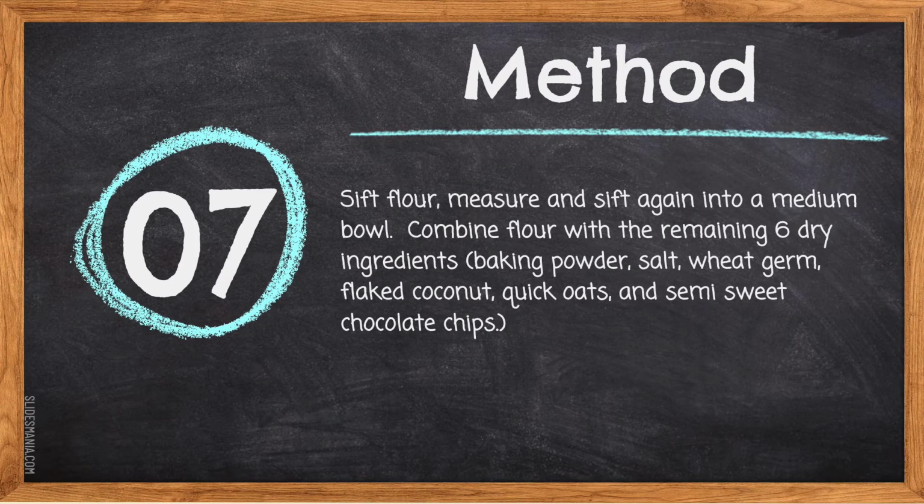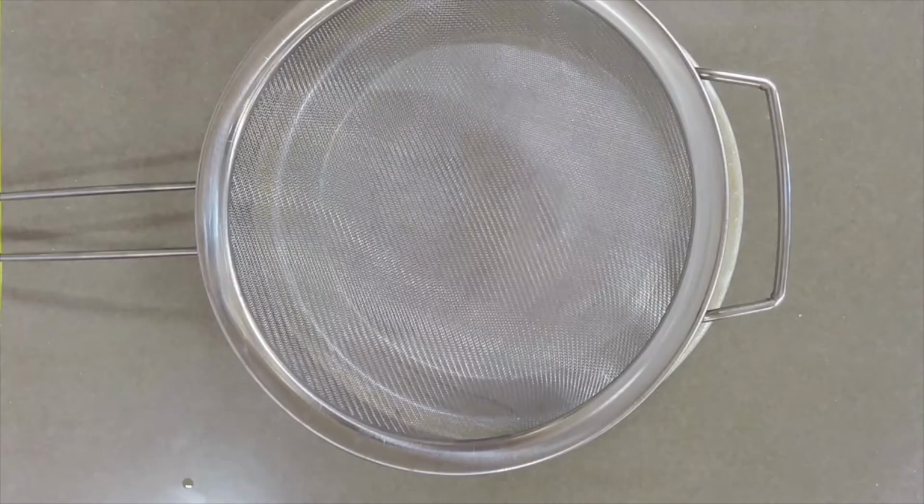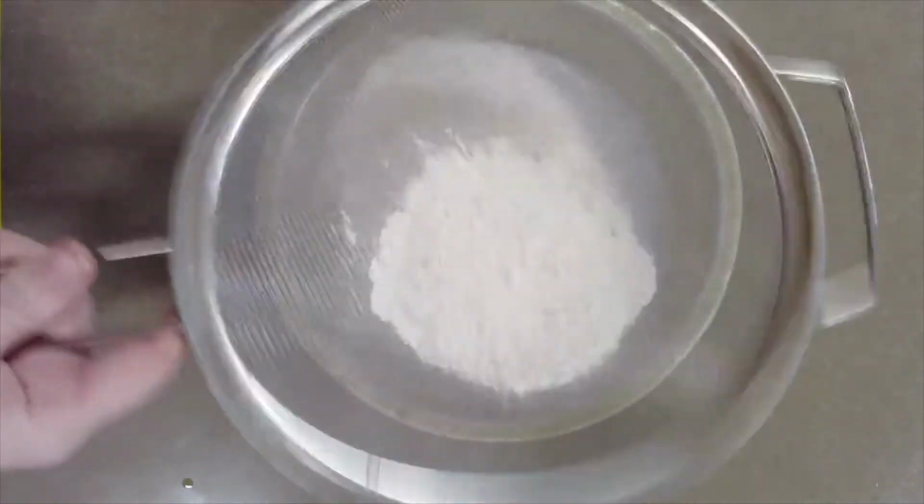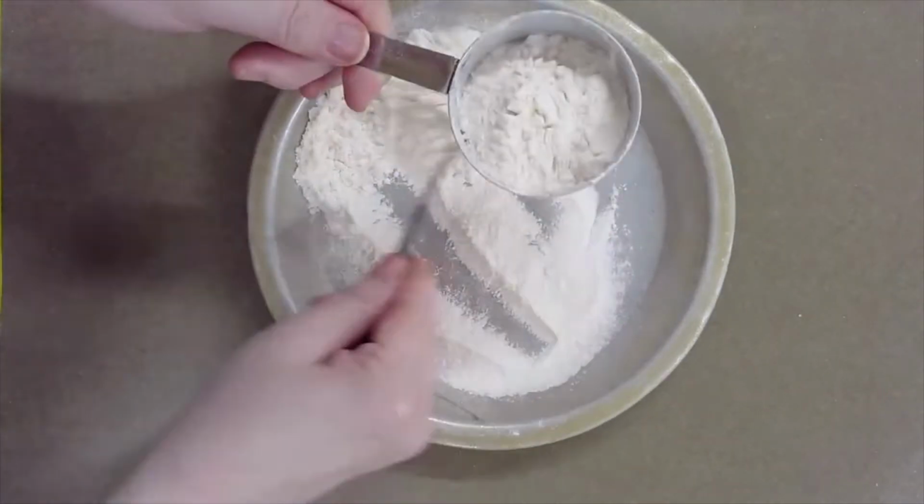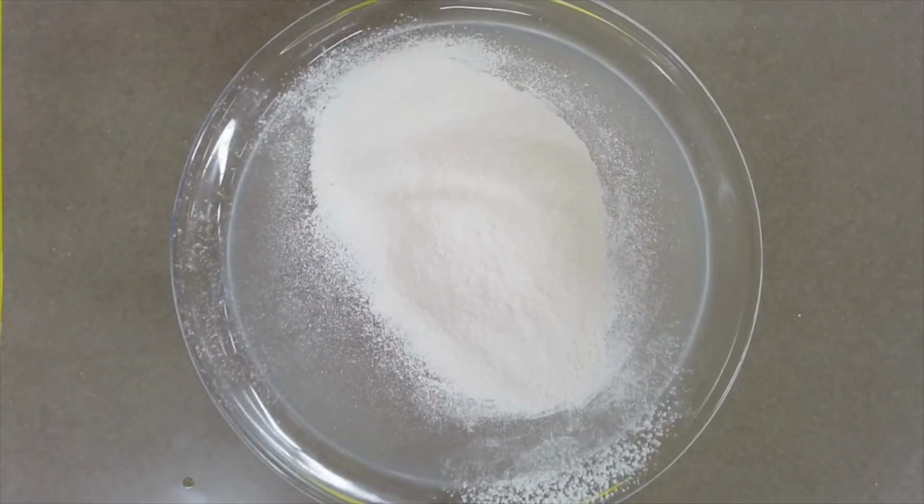Step 7. Sift flour, measure, and sift again into a medium bowl. Combine flour with the remaining 6 dry ingredients: baking powder, salt, wheat germ, flaked coconut, quick oats, and semi-sweet chocolate chips. Make sure you sift your flour, not only to remove lumps that might be hidden within the flour bucket, causing texture issues with our cookie, but to add in extra air to help make our cookies light and fluffy and tender.